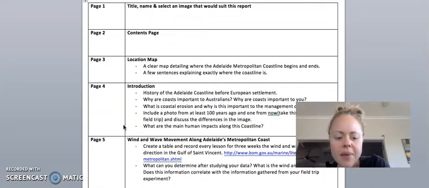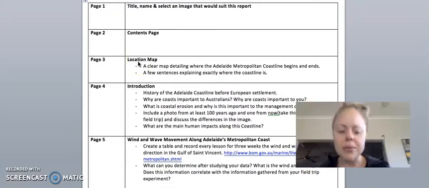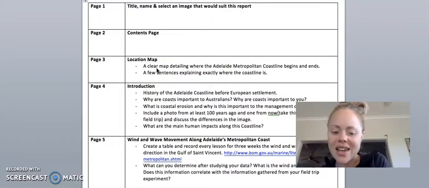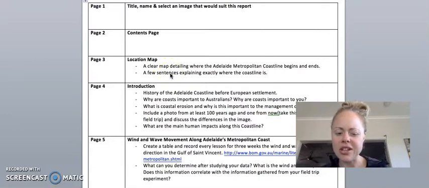Okay, so page three, a location map. Pretty much we did this in class, and most of you should have a map showing how far the Adelaide metropolitan coastline extends. So where does it begin and where does it end? And just a few sentences. So obviously we want to see a visual image and then just a couple of sentences about where it starts, where it ends, what state you find this in and what country you might find this coastline in.